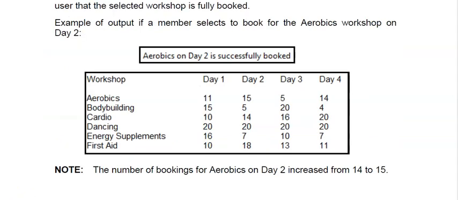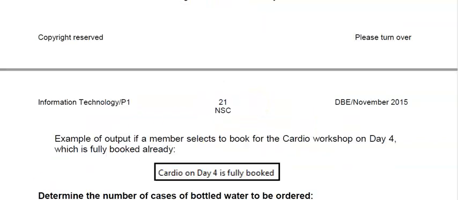Here's an example of aerobics on day 2. Make sure that you don't only display this message, but that this value is updated. And if they selected cardio workshop on day 4, it should display a message saying it's fully booked.